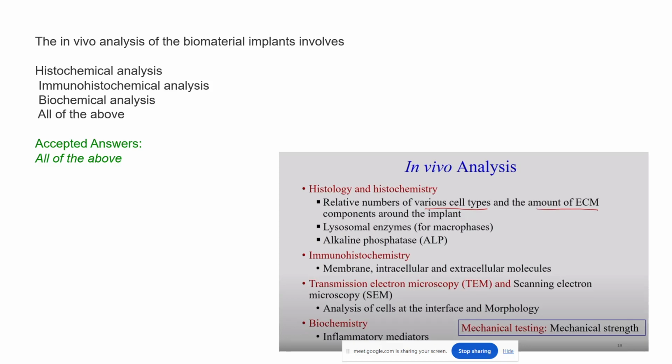The next question was, the in vivo analysis of the biomaterial implant involves. Options were histochemical analysis, immunohistochemical analysis, biochemical analysis, and all of the above. The correct answer is all of the above. And as shown in this particular slide, in vivo analysis involves both histology and histochemistry, immunohistochemistry, and imaging such as TEM and SEM, and biochemistry. So all of these are involved in vivo analysis.